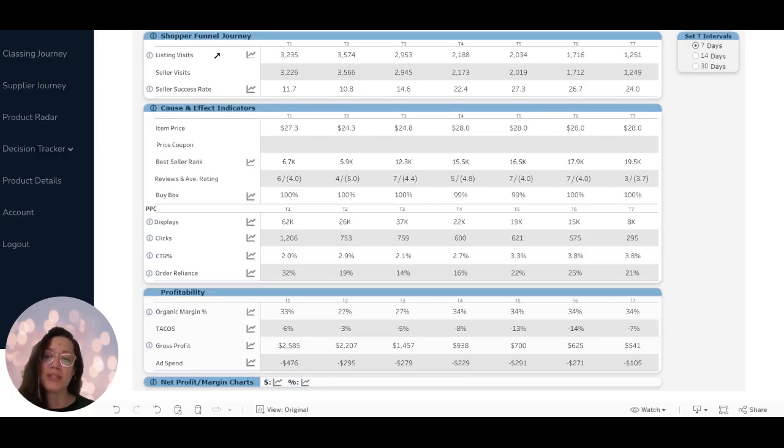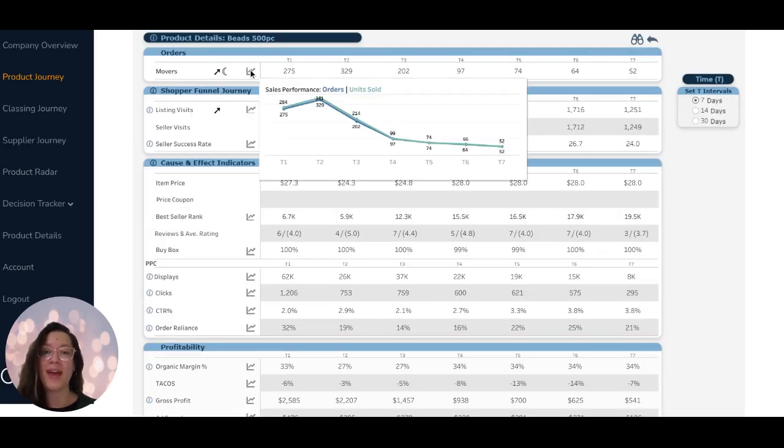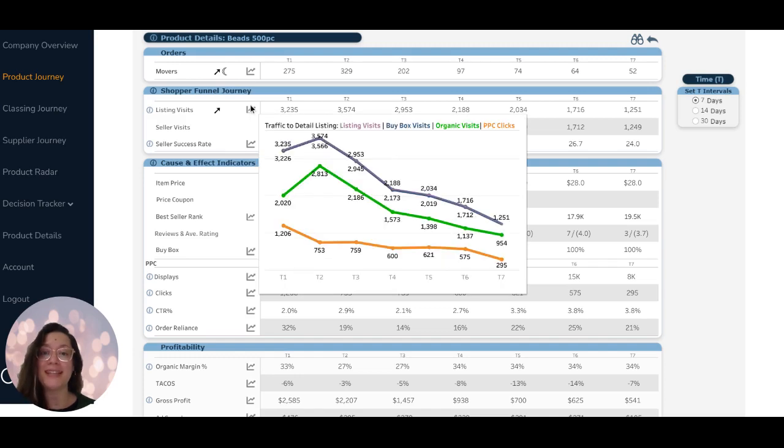So how do we use this information in order to make actionable decisions? This item overall has been on the increase over the past 3 time intervals, with an exceptional week during T2. I see that listing visits have gone up. However, please note that the PPC clicks have increased, that's the orange line, whereas the organic visits have decreased between T2 to T1 as reflected in the green line.